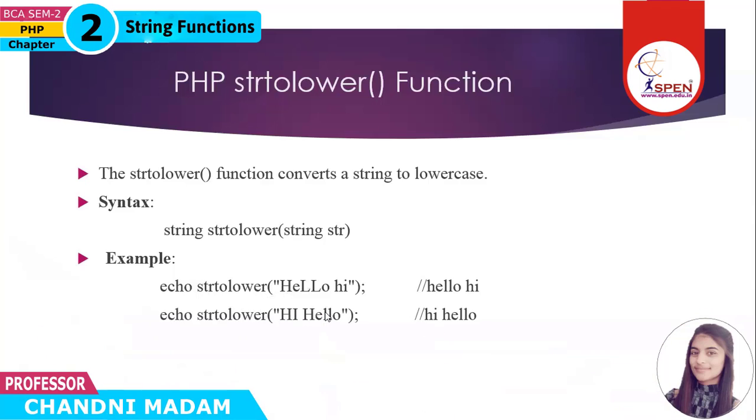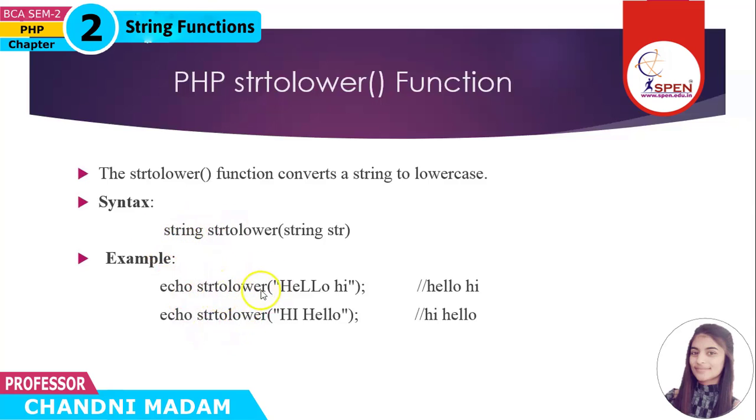Now the next function is strtolower. So this function converts your string to lowercase. Here is the syntax. Here we will pass one string and this function converts this string to lowercase and it gives a lowercase string. So the return type is string.